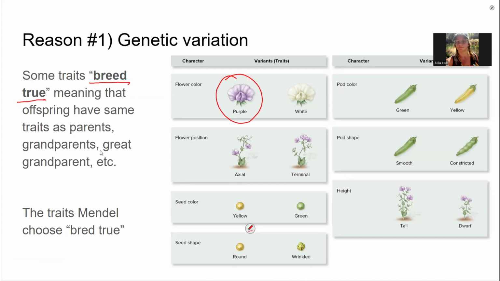All of these things are under genetic control, and these traits that Greg picked to include in his experiment breed true. So these inbred lines or these inbred lineages, those offspring are going to have the same traits as their parents and their grandparents and their great grandparents and their great great grandparents and so on through all these generations.